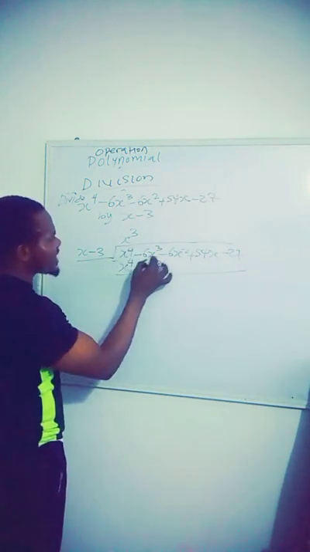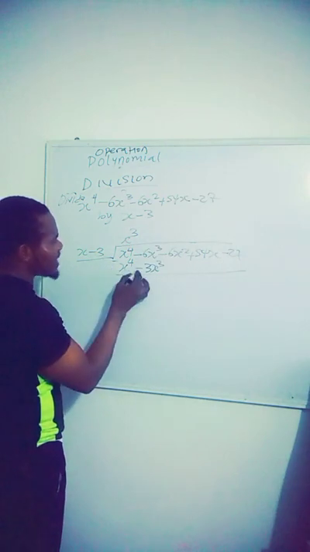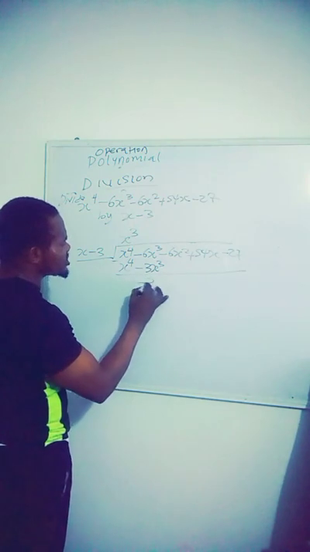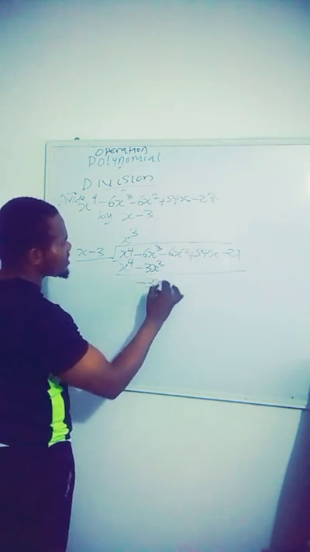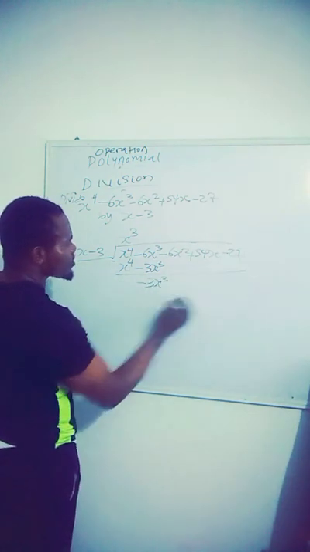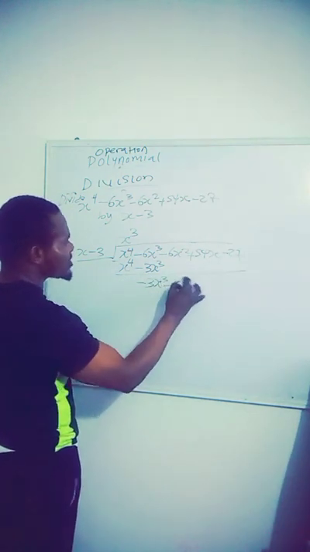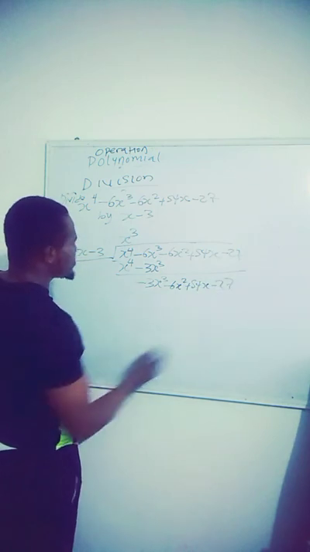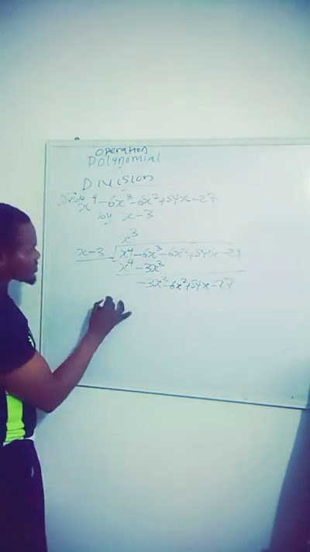So minus 6x cubed minus minus 3x cubed, that changes one to positive. You have minus 3x raised to power 3. So you repeat the remaining one. You have minus 6x squared plus 54x minus 27. Then you are saying minus 3.